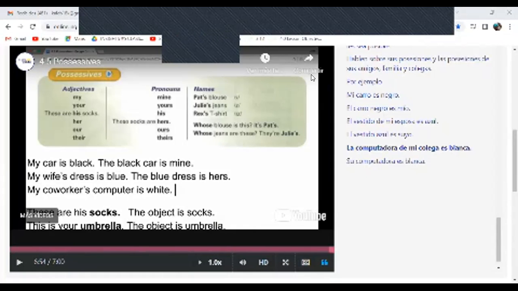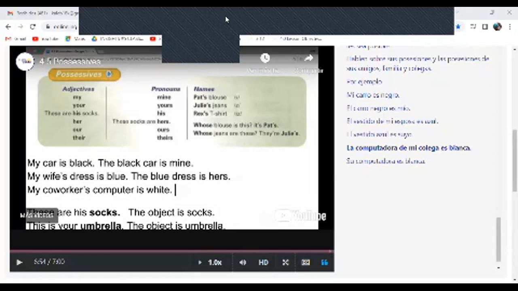Are you with me or no? Yes, teacher. Yes, we are. All right. For example, Lorena. Okay, Lorena, go ahead. My bed is white. That is correct. My bed is white.